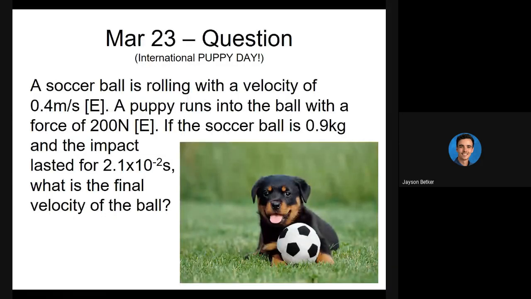A soccer ball is rolling with a velocity of 0.4 meters per second east, and a puppy runs into that ball with as much force as possible, 200 newtons. If that soccer ball is 0.9 kilograms and the impact between the puppy and the ball lasts for 2.1 times 10 to the negative 2 seconds, what is the final velocity of the ball?